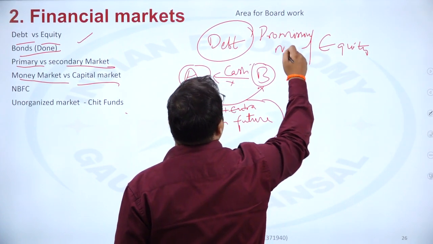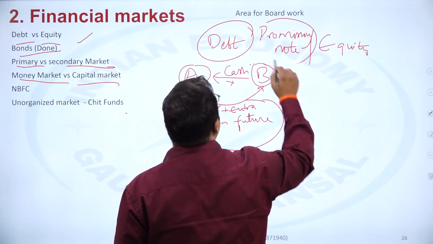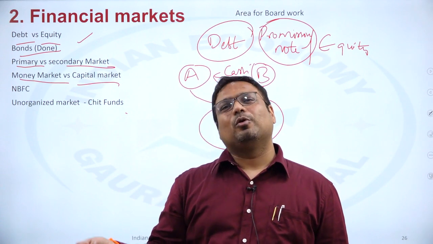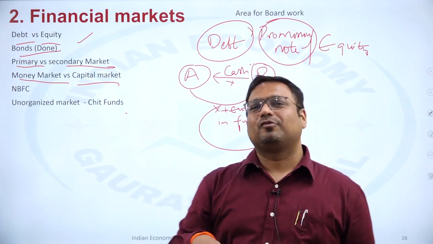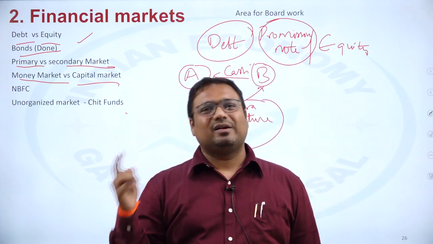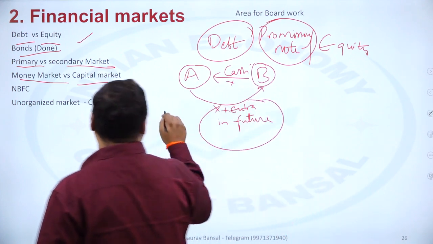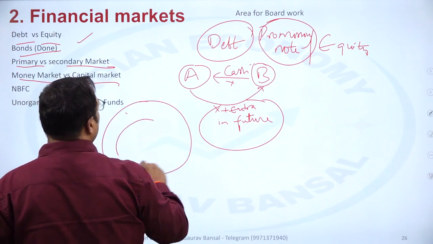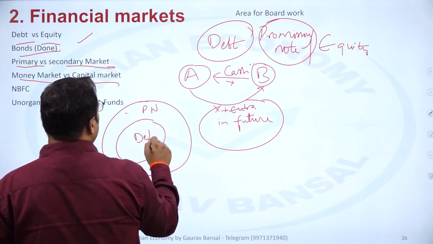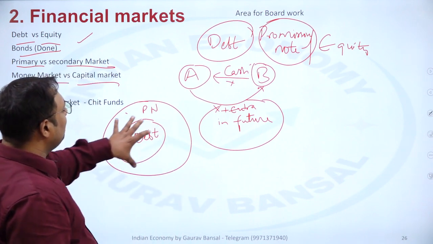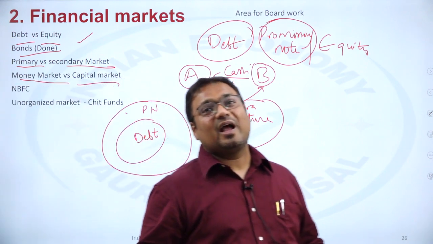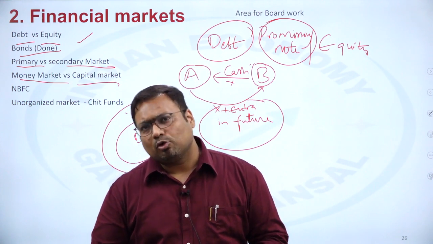On the other hand, all promissory notes are not debt instruments. All debt instruments are promissory notes, but not all promissory notes are debt instruments. There are other types of promissory notes as well. If you know the Venn diagram, promissory note is the big set, and within that there is debt. So there are non-debt instruments which are also promissory notes, for example cash, currency. Currency is also a promissory note.